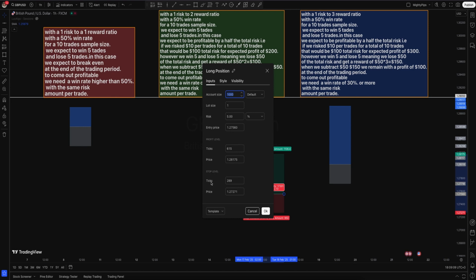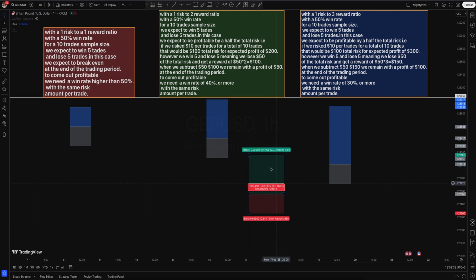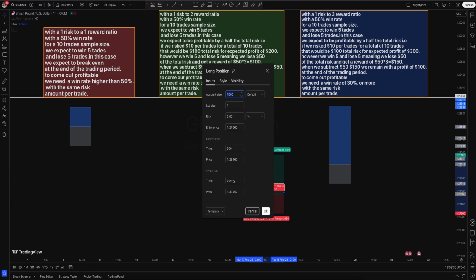Ticks are 10 times more than the pips. So just divide this by 10, and you'll get the pips for the stop loss. So that is 28.9 pips. We can just round it off to 30. Let's say 30 pips. A 30 pip stop loss to get 600 ticks, that's a 1 to 2 risk to reward ratio, as you can see here. So our stop loss pips are 30.